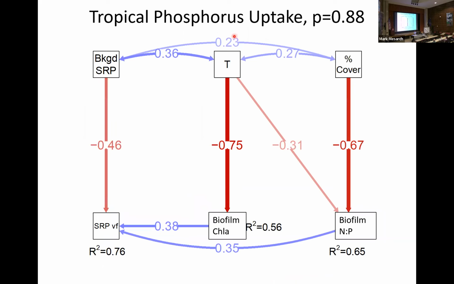So here you can see this is actually the best fit model for tropical phosphorus uptake. And so we had a pretty high p-value here, meaning it fit pretty well. We also get an R squared for each of the dependent variables and how much of the variability was explained by the model, and then the strength of the relationship and, again, the directionality, whether it's positive or negative.